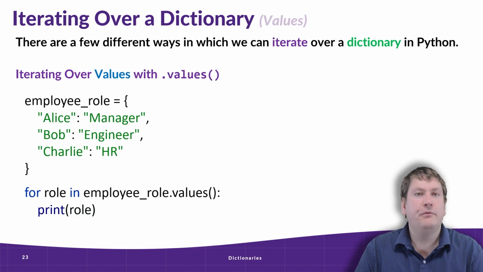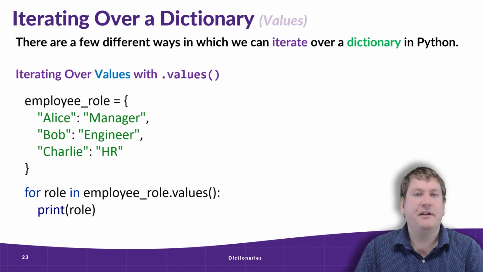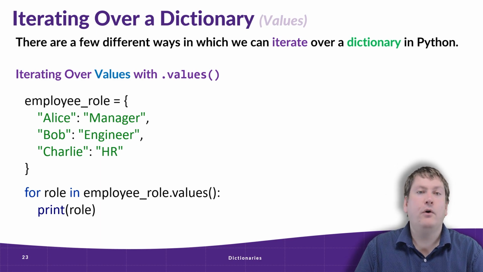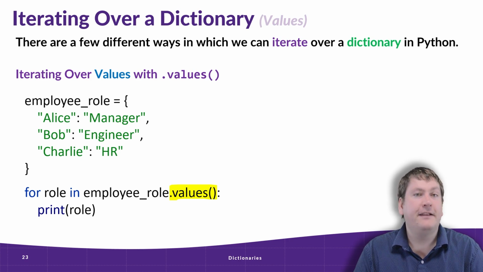Now we can also loop over the values of a dictionary. In this case, we would just get the different values like manager, engineer, and HR. The code is very similar to what we've already seen, but instead of looping over the dictionary, we loop over the result of calling the values method on the dictionary. This does return a view object, which is linked to the dictionary, but we can sort of think of that as a list of all the different values in the dictionary.